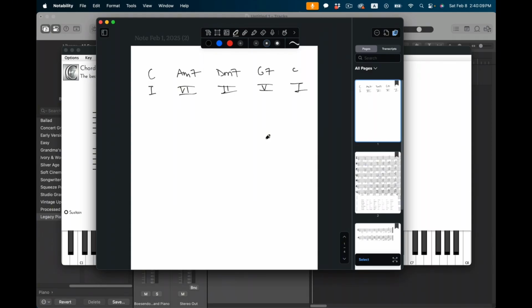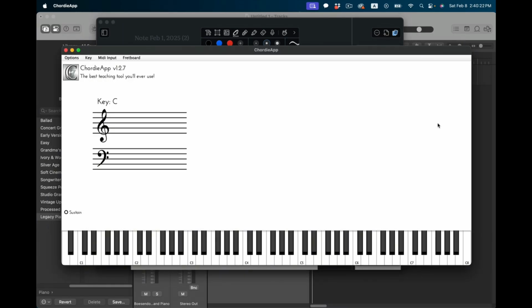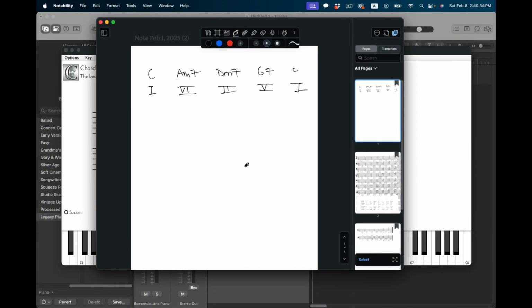Okay, so we have this simple chord progression in C major. It goes 1, 6, 2, 5, 1. Let me play this for you. One way to incorporate modal interchange into this chord progression is to change this G7 and make it a B flat major 7.